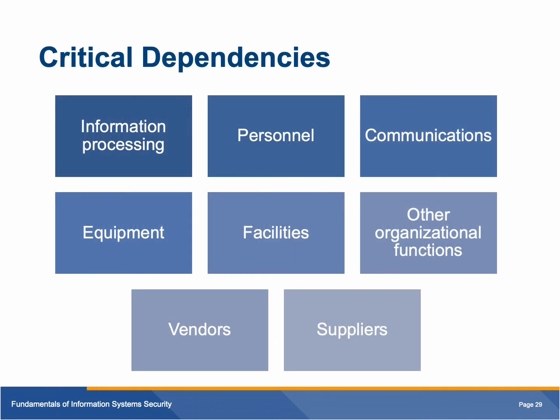So there are many different critical dependencies that we have to look at: our information processing capabilities, the personnel, the communication aspects, the equipment, the facilities, all the other functions that relate to it, as well as the relationships that we're going to need to establish with our vendors and our suppliers.